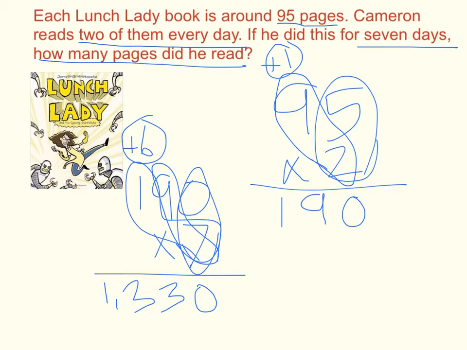So just make sure that you're really looking at these word problems and not getting stuck, because if you did 95 times 2 and got 190, you're like halfway there, maybe a little over half, but you need to do the second part of the problem where it says for 7 days. So let's move on to our next example.